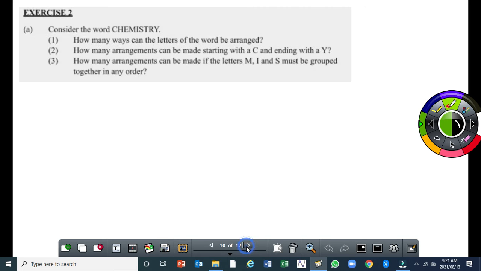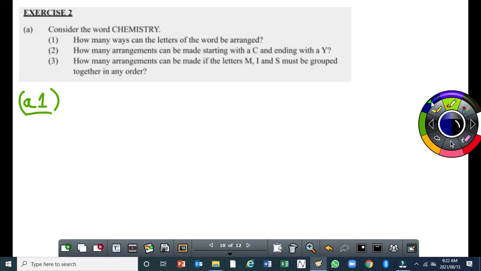Alright, so let's do an example on that. Let's start with that. So the question says, consider the word chemistry, which was one of my favorite subjects when I was in high school. Right? How many ways can the letters of the word be arranged? So we have got 10 letters there. So the question says, how many ways can the letters of the word be arranged?